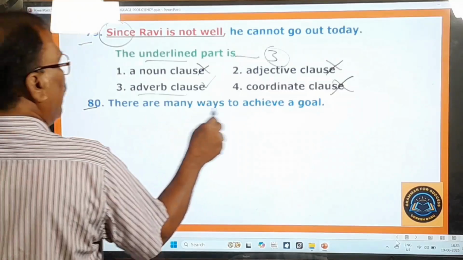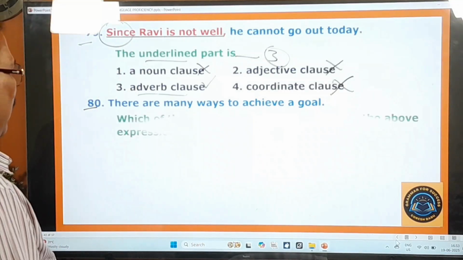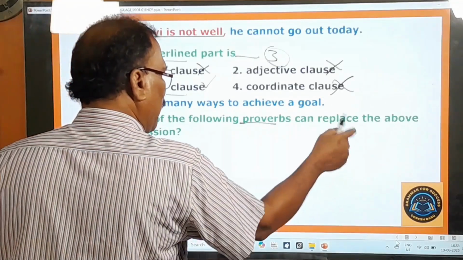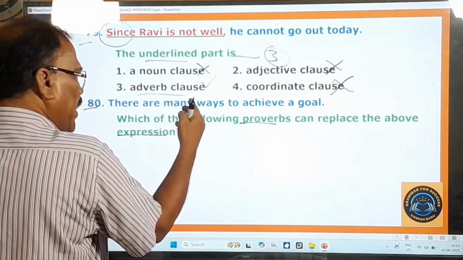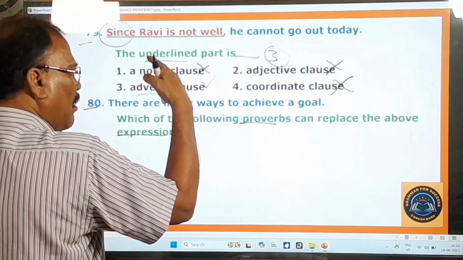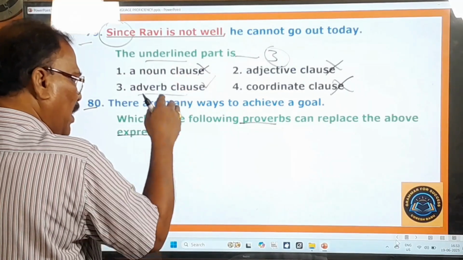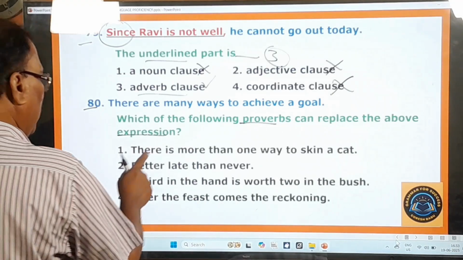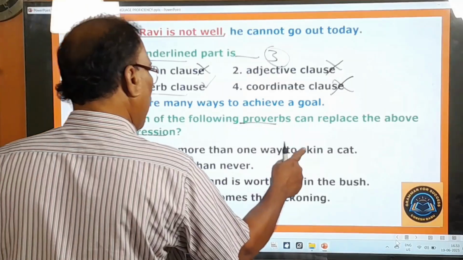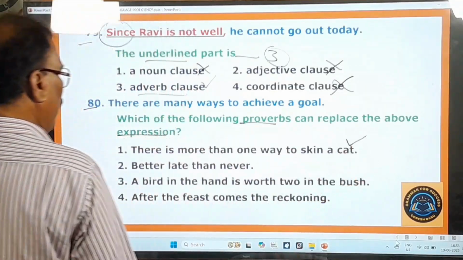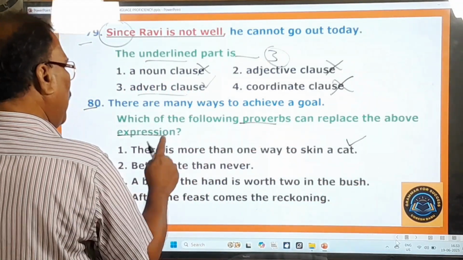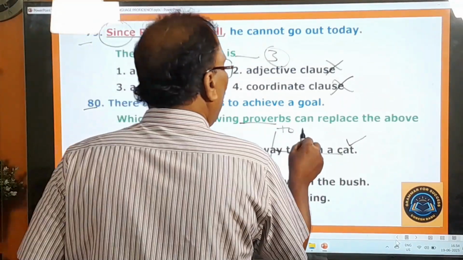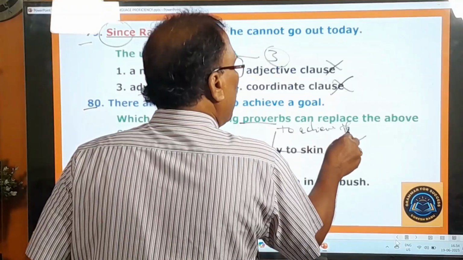80th question. There are many ways to achieve a goal. That is a statement. Which of the following proverbs can replace the above expression? This is the meaning for the proverb that is mentioned in the options. What does that proverb mean? There is more than one way to skin a cat. So the very first one is the right one. There are many ways to achieve a goal means there is more than one way to skin a cat. To skin a cat means to achieve what? The desired goal.